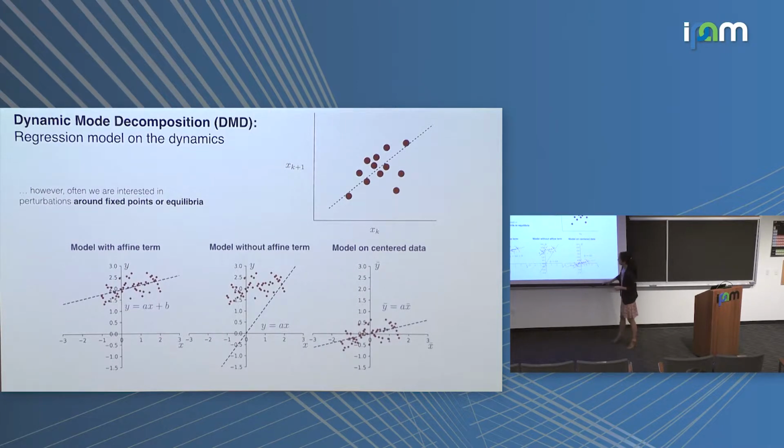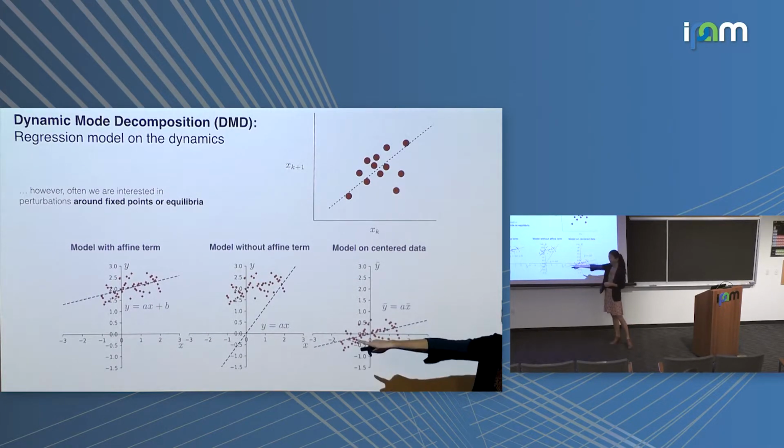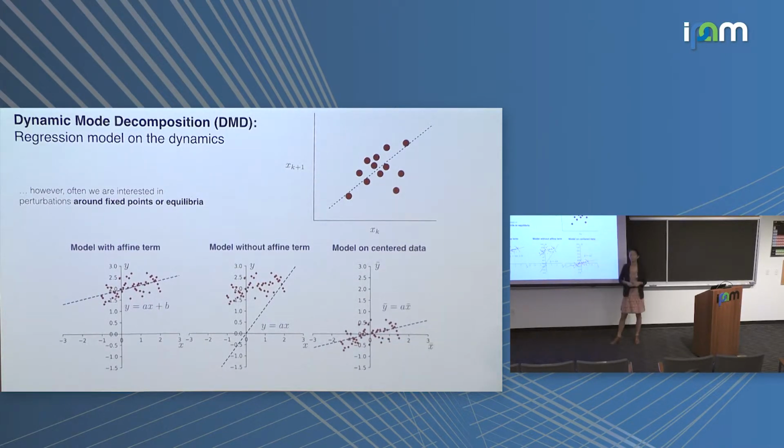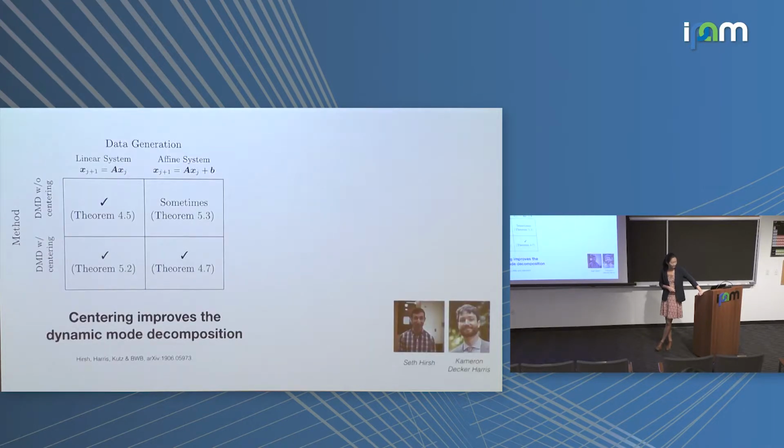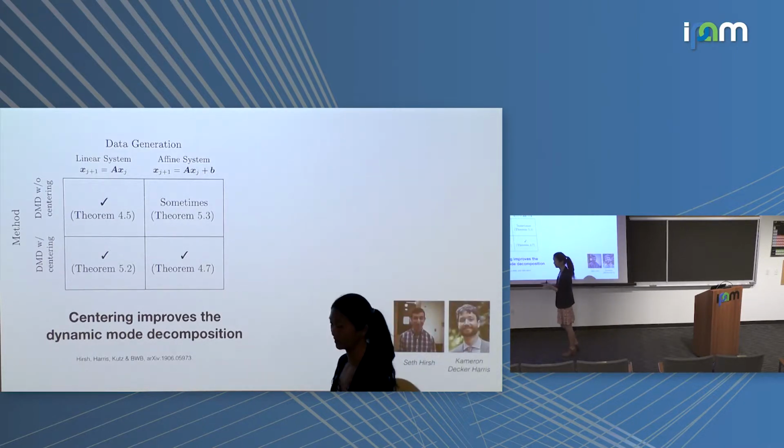And what we've shown is that if you wanted to incorporate an affine term, it's equivalent to doing the regression on centered data. So this is the work of Seth Hirsch, a graduate student that I co-advised with Nathan Kutz and Cameron Decker-Harris, who is a postdoc. And what they showed is that centering the data improves the DMD. So this is a slightly subtle result, so I won't go into it in detail. Everything's on the archive if you care to read about it.